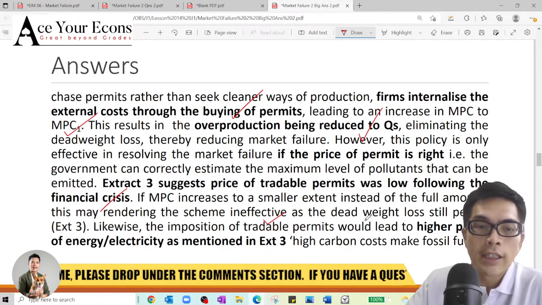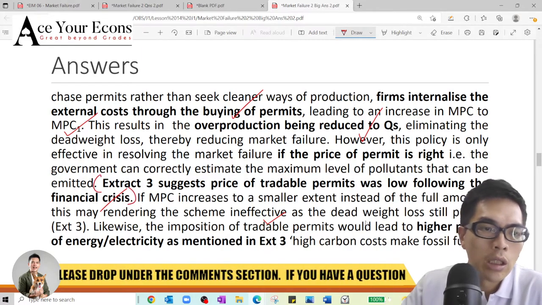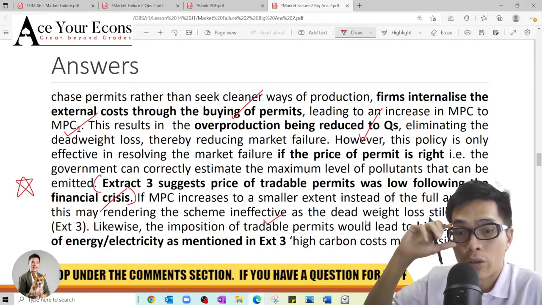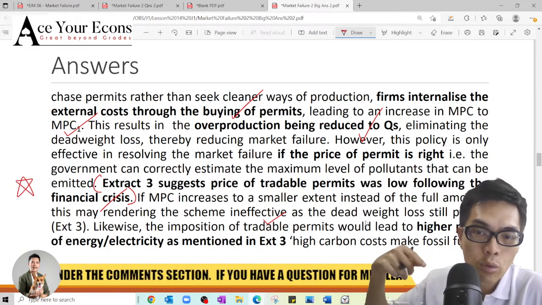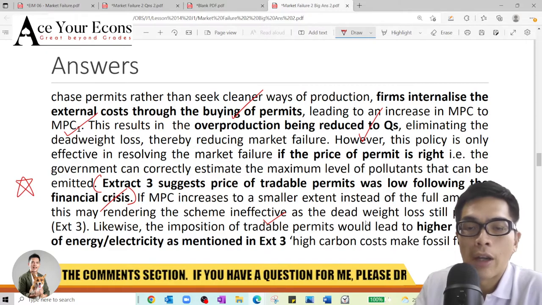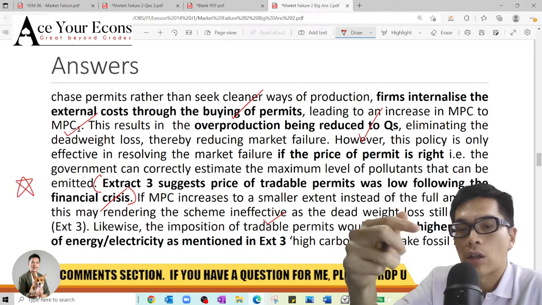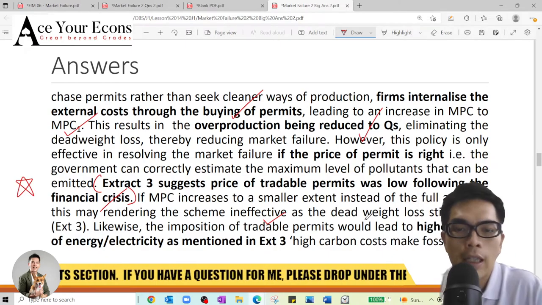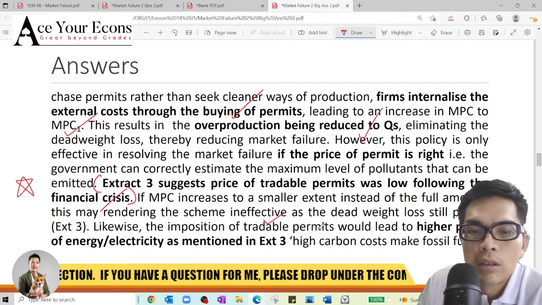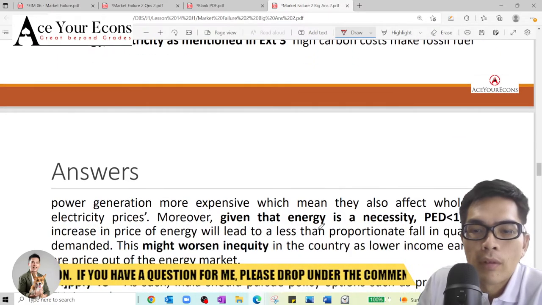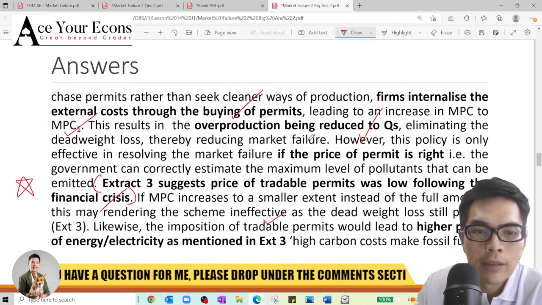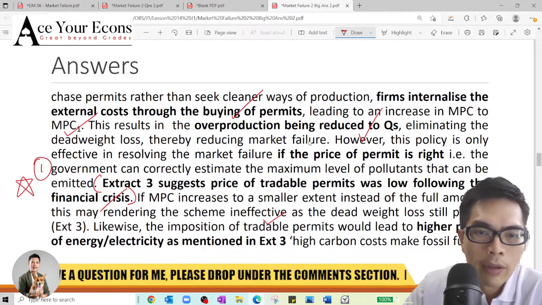So you can actually see that this is using Extract 3. It's not the everyday kind of limitation that you see. You have to think through how to apply whatever we have discussed or seen in your lecture notes, and how to marry it with your case study. So you can pick any one of these limitations. I'm just stating this is one way to talk about that.